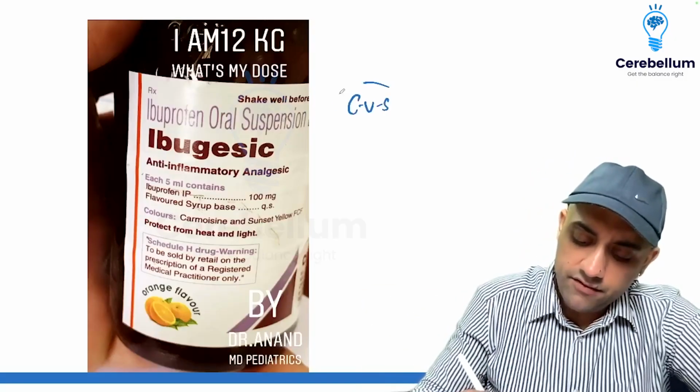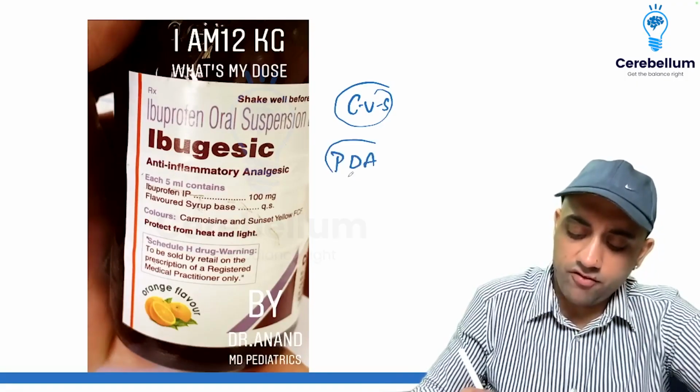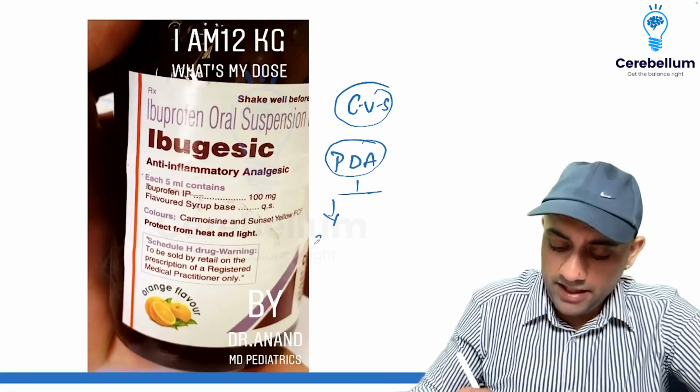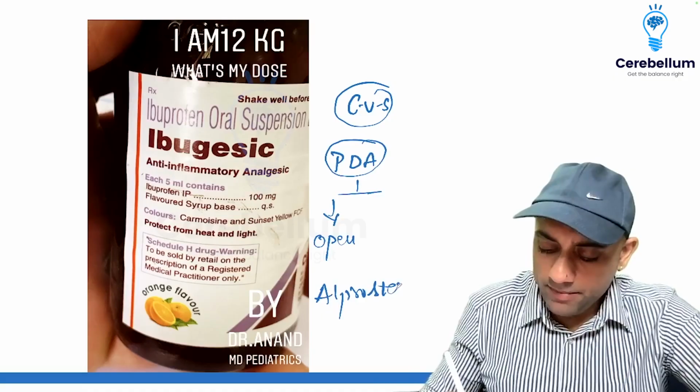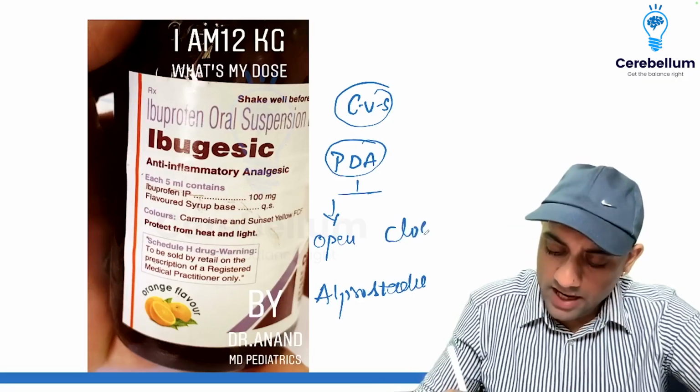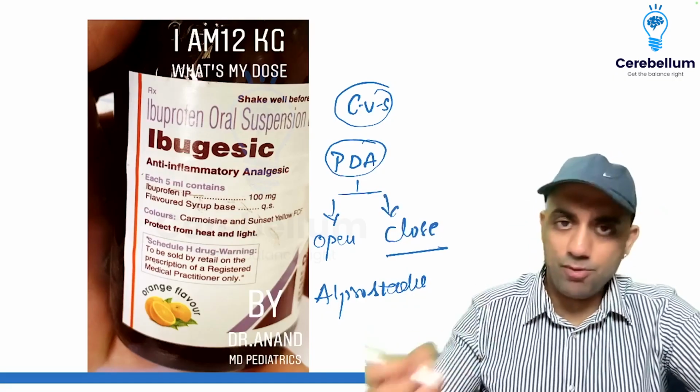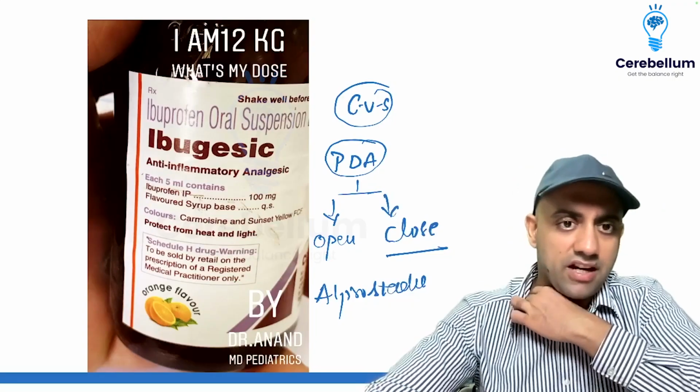In the cardiac condition, to close the PDA, ibuprofen has a role. If I want to keep the PDA open, the drug of choice will be alprostadil. But if you want to close the PDA, the drug of choice will be ibuprofen. Indomethacin, ibuprofen, and paracetamol are what we use in our NICU.